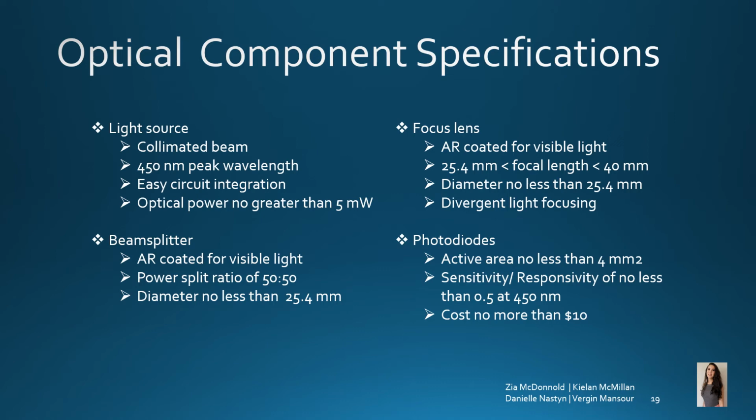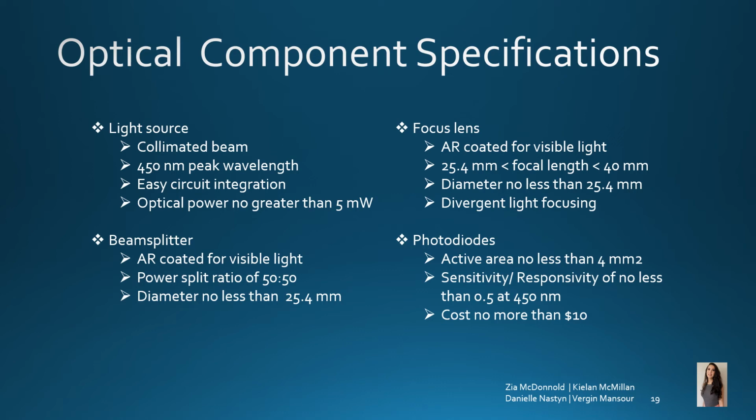The specifications for the focusing lens include the same visible light anti-reflective coating as the beam splitter, a focal length no less than 25.4 millimeters but no greater than 40 millimeters to ensure there is enough room between components but not too much where beam distortion may occur, a diameter no less than 25.4 millimeters for easy alignment purposes, and focuses diverging light for refocusing the beam due to any divergence caused by transmitting through water.